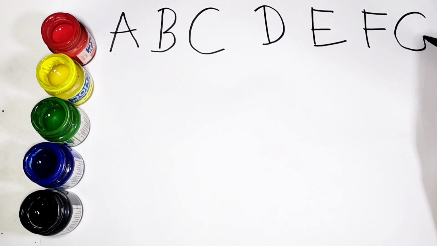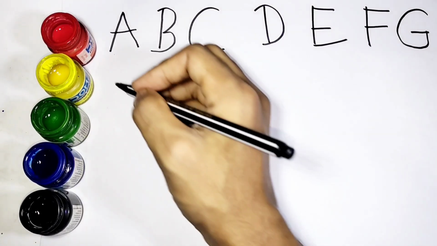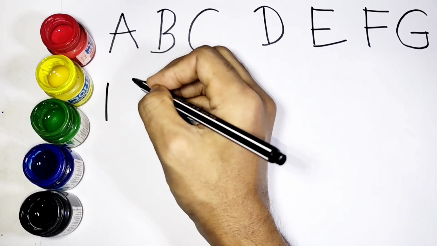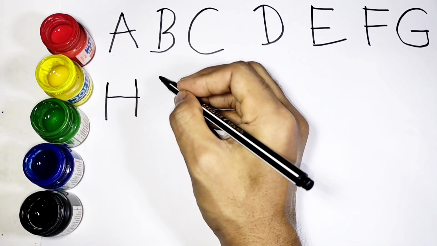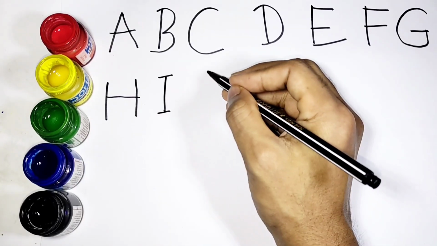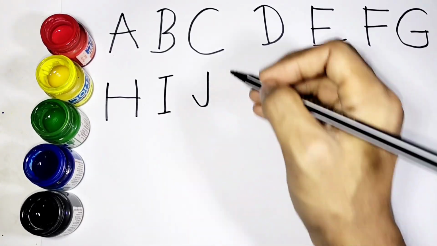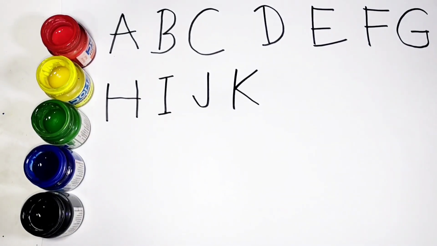The alphabet of G. G for God. And the next one is H. H for hand. Now we draw the alphabet of I. I for eyes. Kids, now we draw J. J for jackfruit. And now we draw the alphabet of K.